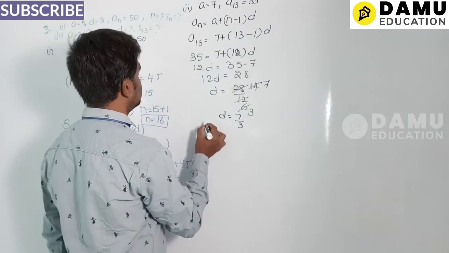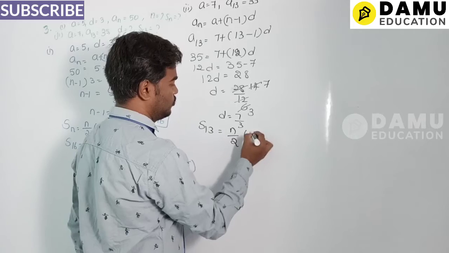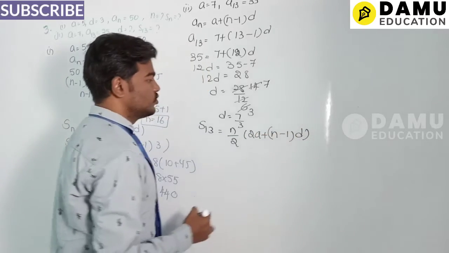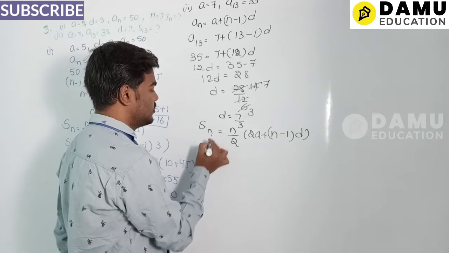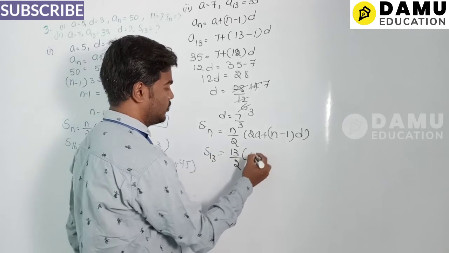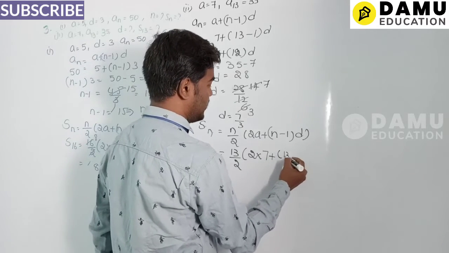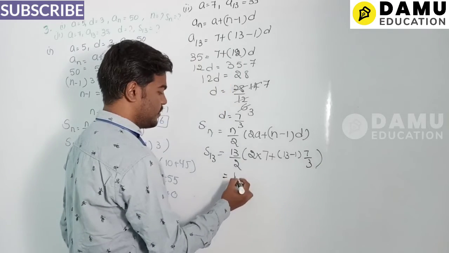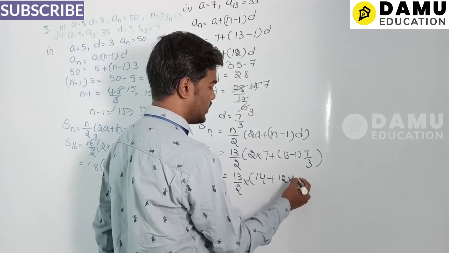Next we are going to calculate the sum of 13 terms. So the sum of 13 terms is n by 2 into 2a plus n minus 1 into d. So this is the Sn formula. So S13, 13 by 2. So 13 by 2 into 2 into a will be equal to what? 7 plus 13 minus 1 into 7 by 3. So 13 by 2 keep as it is into 2 7s are 14 plus 12 into 7 by 3.